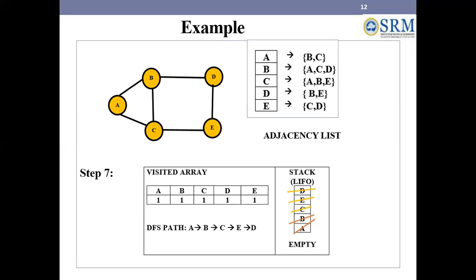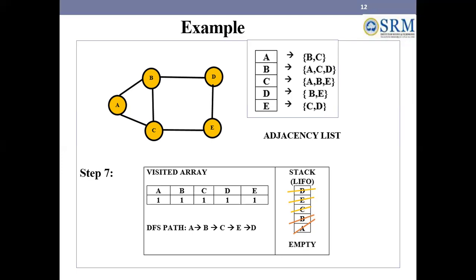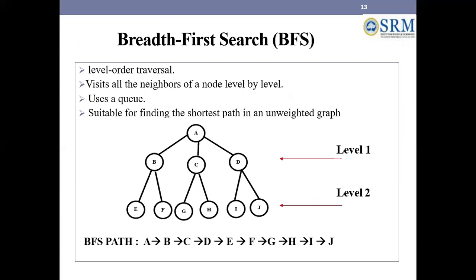Then after removing all the elements, that stack will become empty. Now all the nodes are visited. So this is the process of depth first search. Start at the root node, visit the first adjacent. If there is no more adjacent node, again move back to the previous and find other possibilities. That is the example of depth first search.